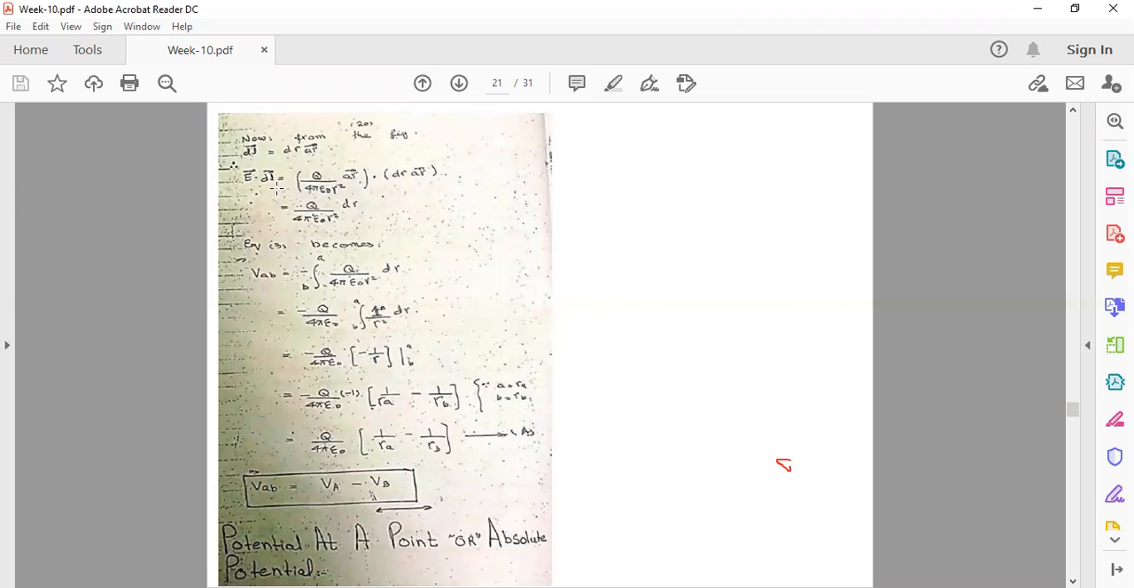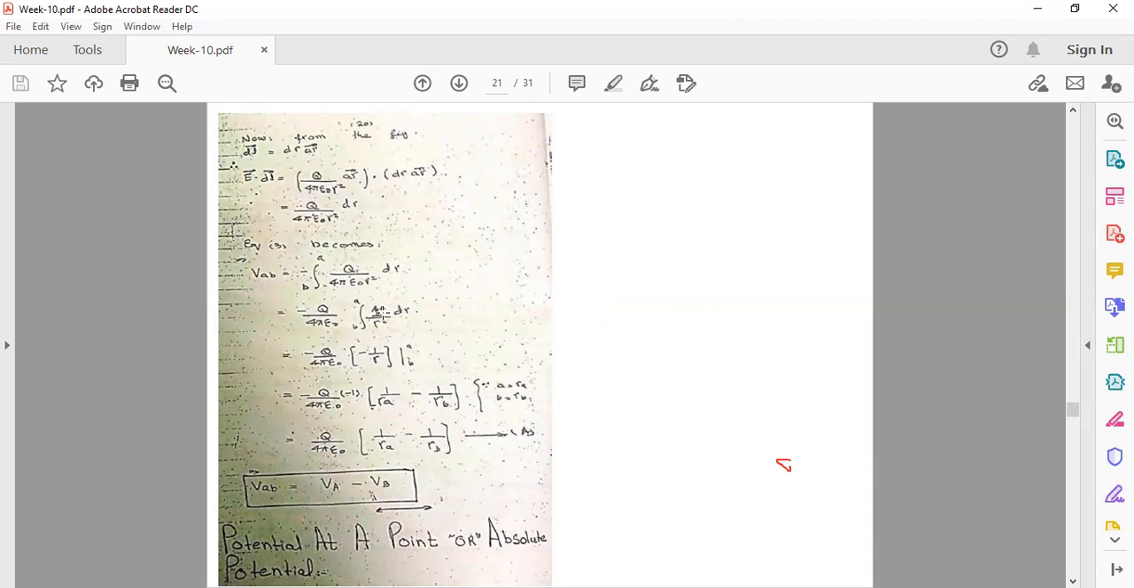dL is along aR, so take the dot product of E and dL. This is E, this is dL. Both of these are along the aR radius. So by applying the dot product, we will get this. Okay. So the first step was the dot product, then applying the integration.